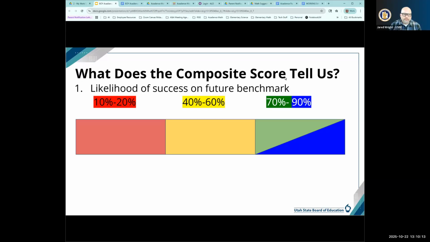That's one of the reasons why we focus on progress monitoring and providing small group instruction: because we want to raise that likelihood of success for those below and well below students so that they can achieve and meet the benchmark.